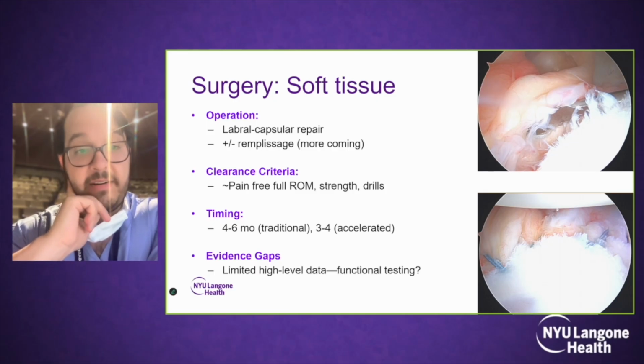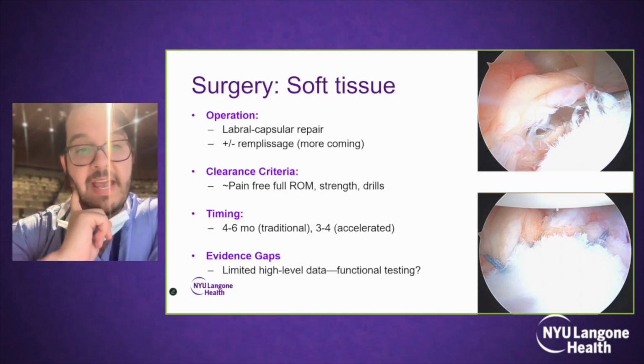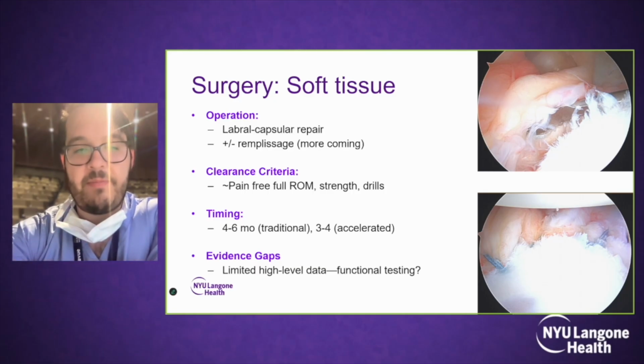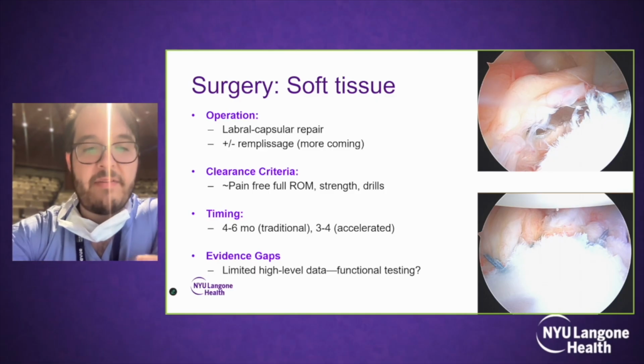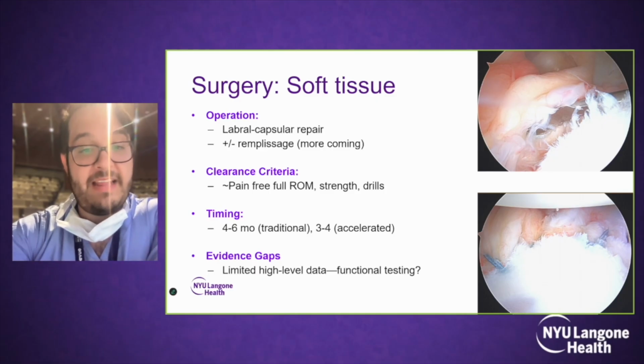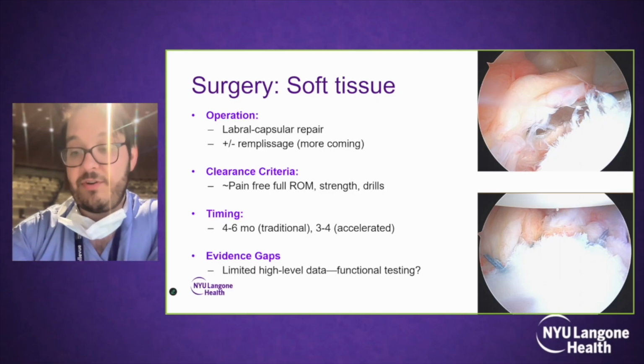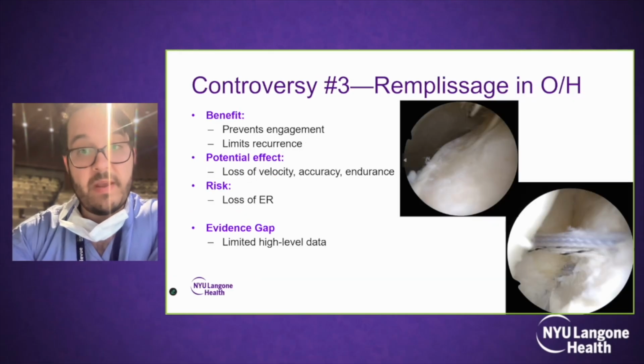In terms of criteria to return, there's pain-free range of motion, strength drills, which we'll talk about, and then timing. Traditionally, it's been 4 to 6 months. A more accelerated push, which is 3 to 4. Now, the real evidence gap is there's limited high-level data, so it's about functional testing, which Dr. Lott started talking about for our ACL, which we'll talk about here too. So this brings us to our next controversy.